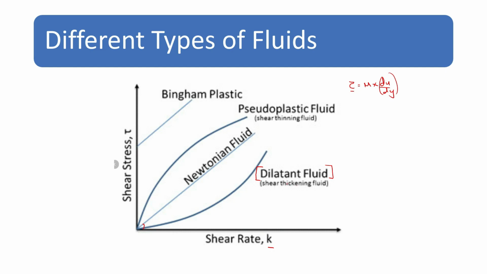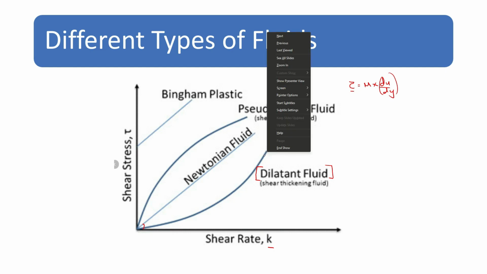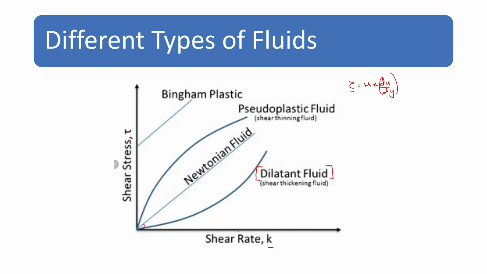But take the case of a dilatant fluid. In a dilatant fluid, when the shear stress is increased, you can see that the viscosity increases. As the shear rate is increased, you can see the slope is continuously changing. That means viscosity increases continuously. So that is why it is called a shear thickening fluid. One example is quicksand.